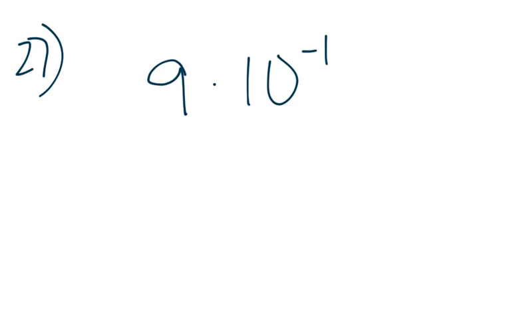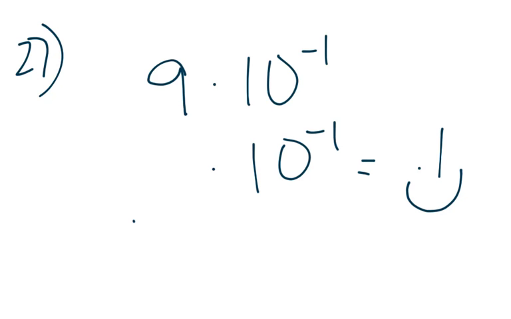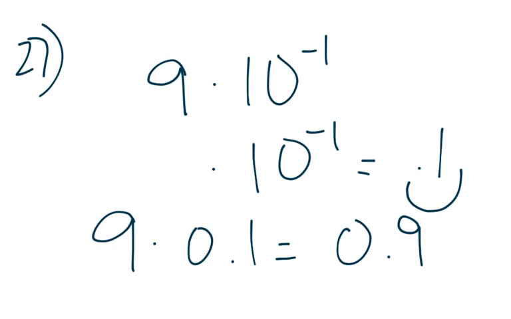Okay, 27, we have 9 times 10 to the negative 1 power. So 10 to the negative 1 power is just 1 tenth, and we move the decimal once, so it's 0.1. So we have 9 times 0.1, and that is 0.9. So this is our answer for number 27, and that is it for section 7-1.